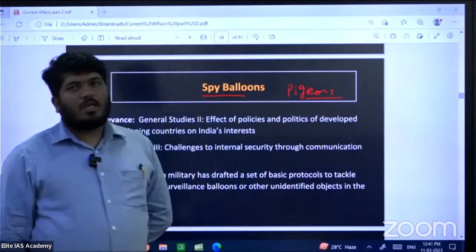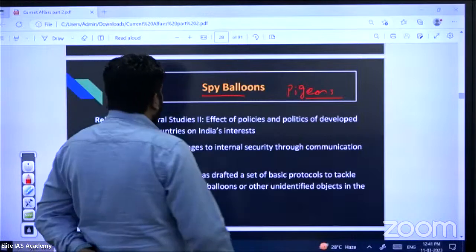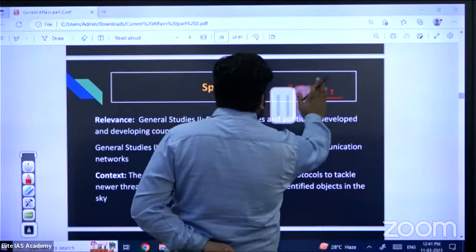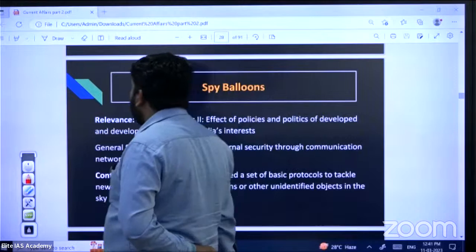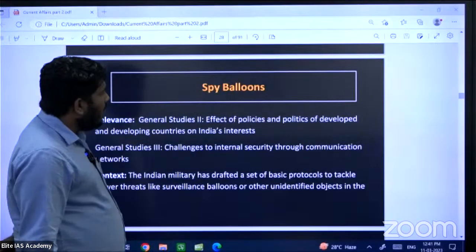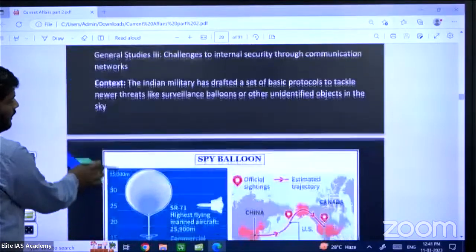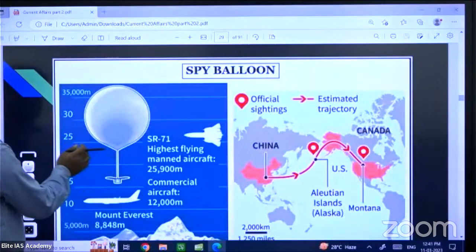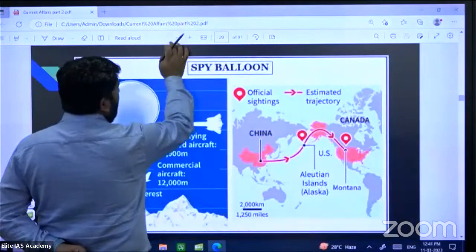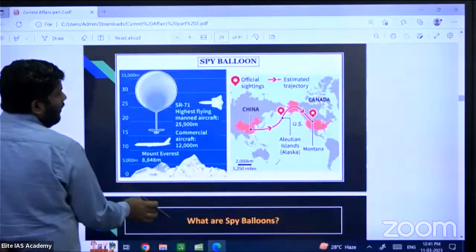Even this was used by USA, China, and even in World War this spy balloon was used. Now the point is why it is in the news, because government is planning to tackle this, and some new protocols have been made to tackle this. That's why it is in the news. I'll read you that protocol. This picture is all about what a spy balloon is, how much height it reaches, estimated trajectory and all. You can note it down.